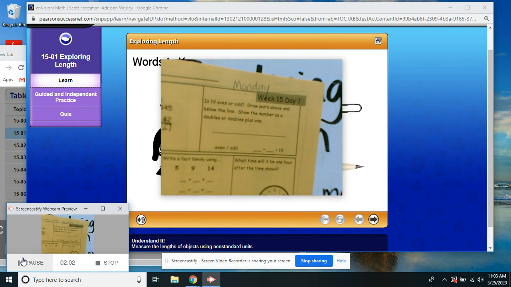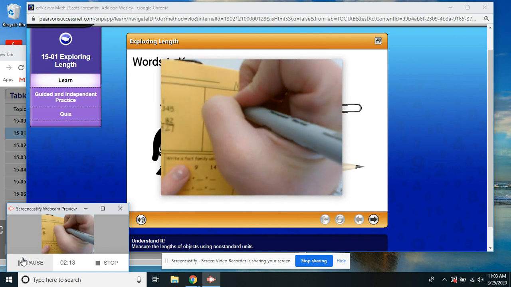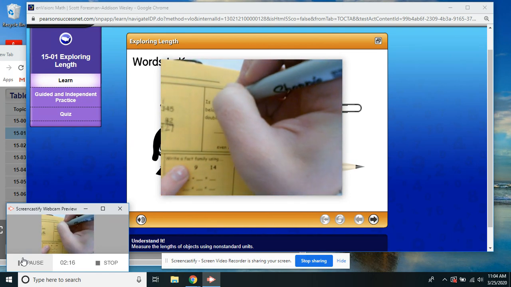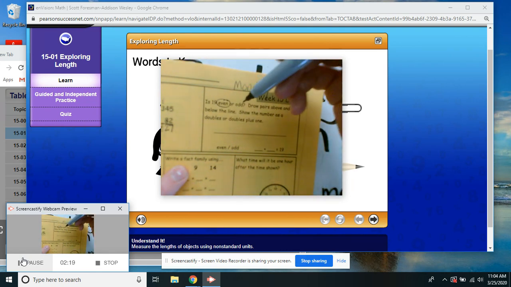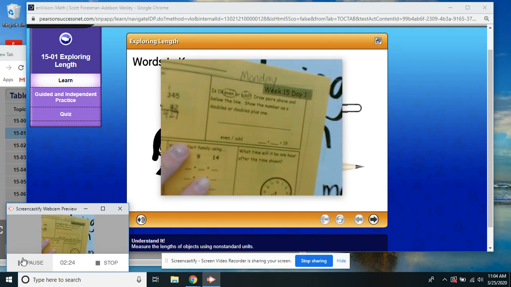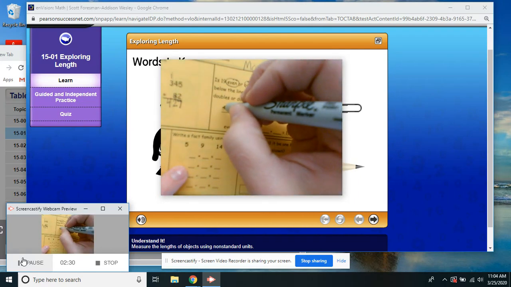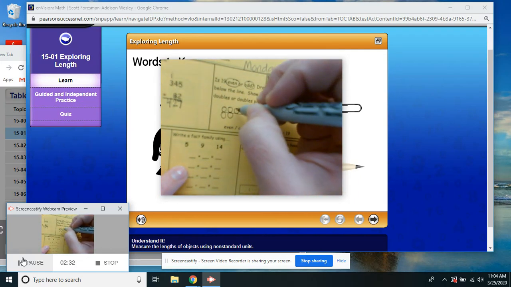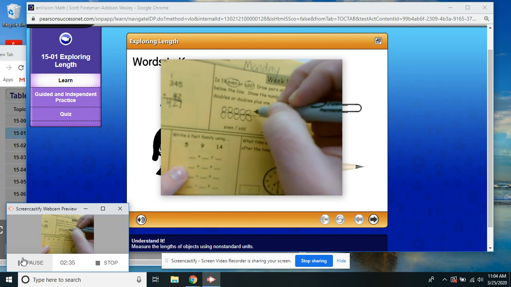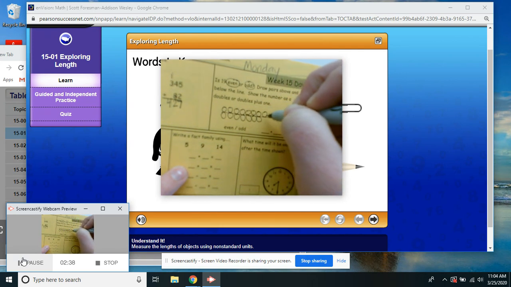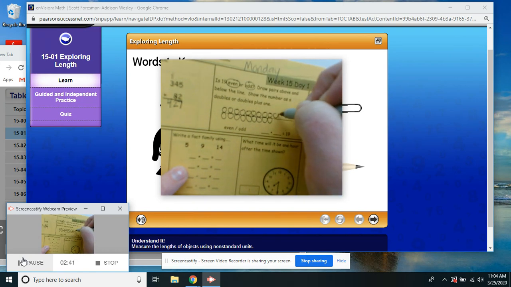Moving over, is 19 even or odd? Draw pairs above and below the line. Show the number as a doubles or doubles plus 1. So remember, if something is even, that means that everybody has a partner. If it is odd, that means that there's one left out. So you need to draw in these pairs. 2, 4, 6, 8, 10, 12, 14, 16, 18, 19.